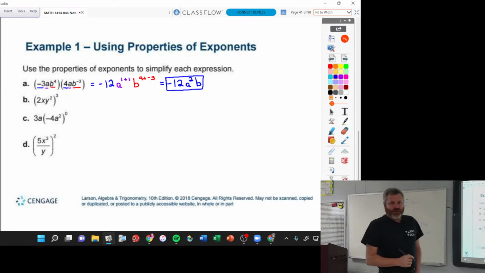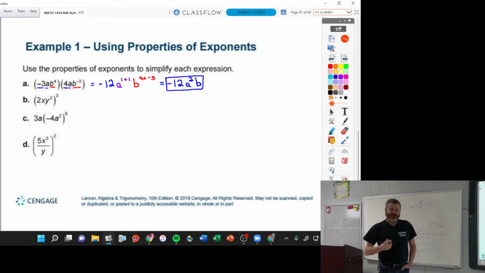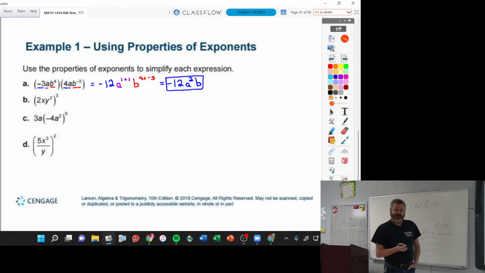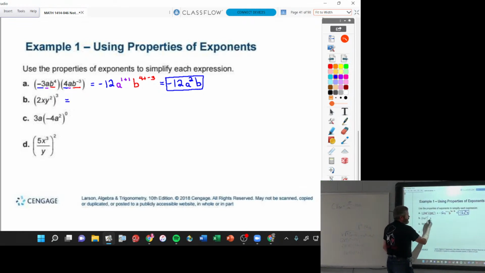Part B. I have a set of parentheses, and inside that set of parentheses, the whole thing is being raised to the third power. So every single piece of this product inside the parentheses is being raised to the third power.